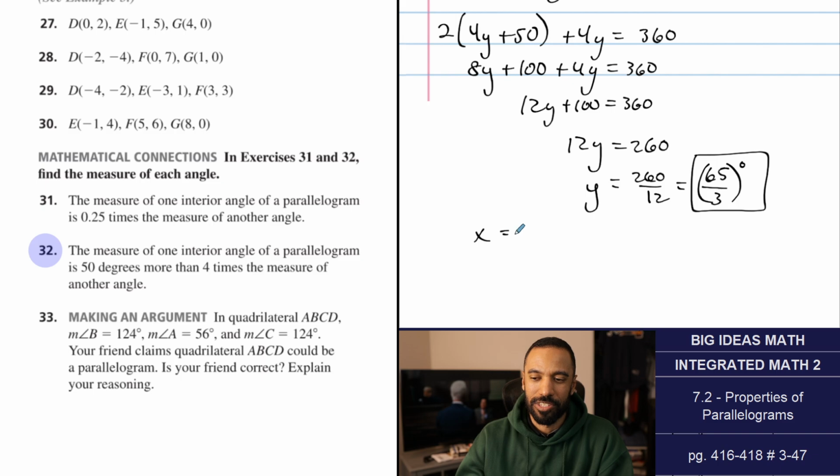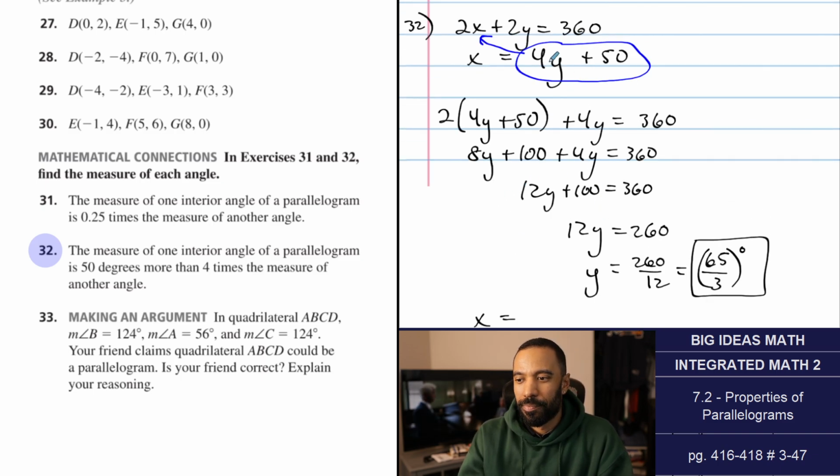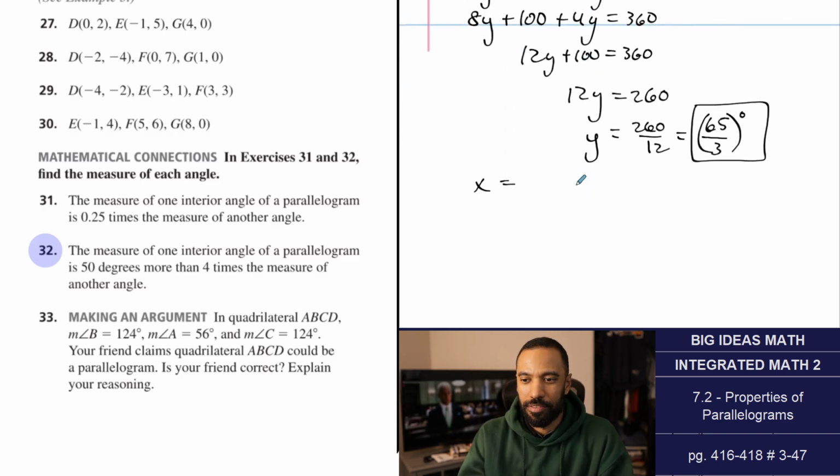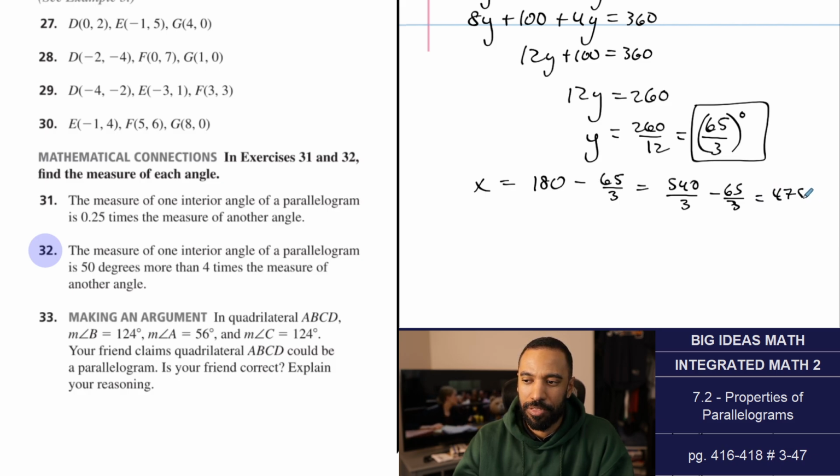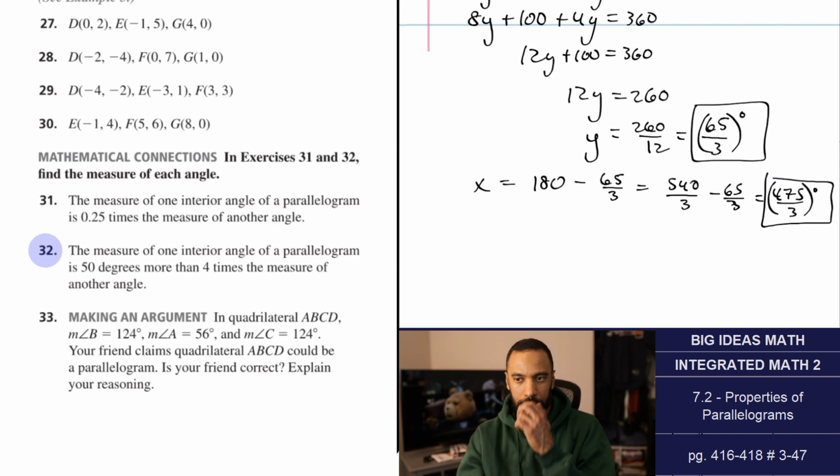X, I don't know if x is going to get any better. I'd rather, instead of doing 4y plus 50 and get common denominator stuff there, I'd rather do the 180 minus thing. They are supplementary in this way. 180 minus 65 thirds is 540 thirds minus 65 thirds, which is 475 thirds of a degree. Assuming I didn't mess anything up, we should be good there.